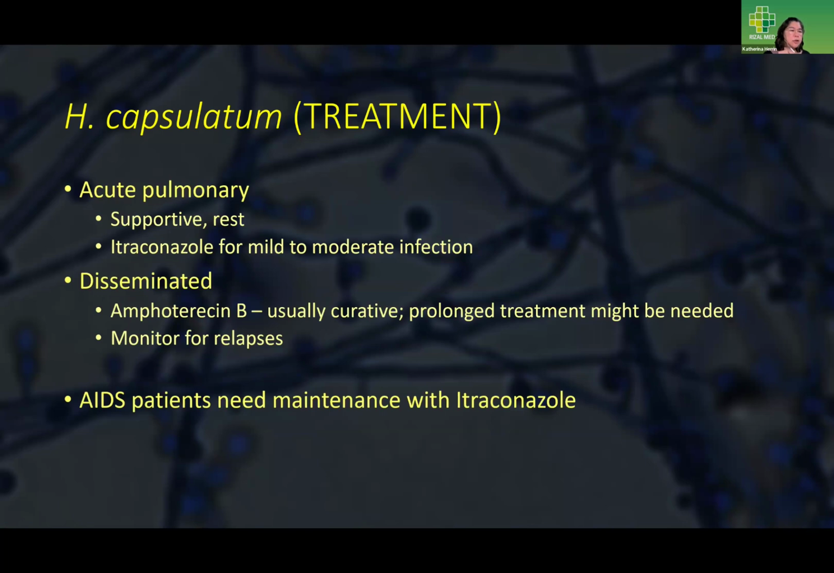Acute pulmonary histoplasmosis usually is treated by rest and supportive therapy. Itraconazole is given for mild to moderate infection. In disseminated disease, amphotericin B is usually curative, although patients may need prolonged treatment and monitoring for relapses.